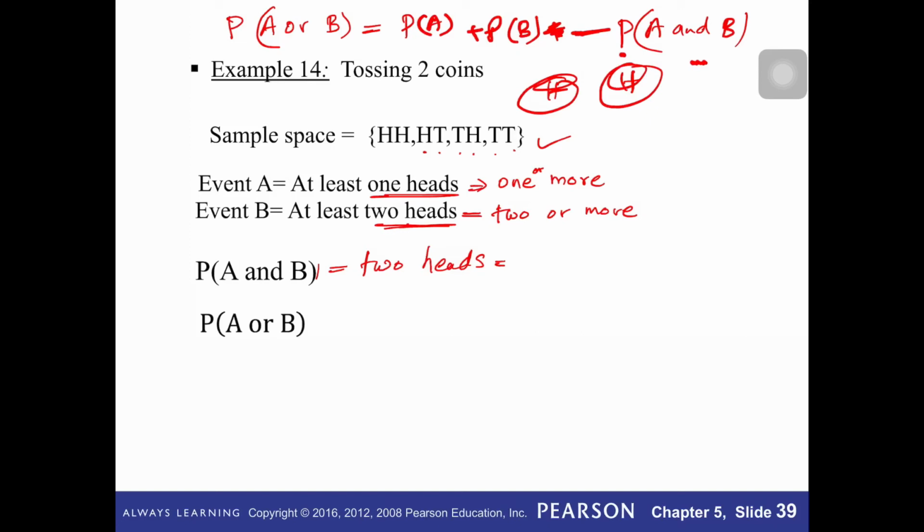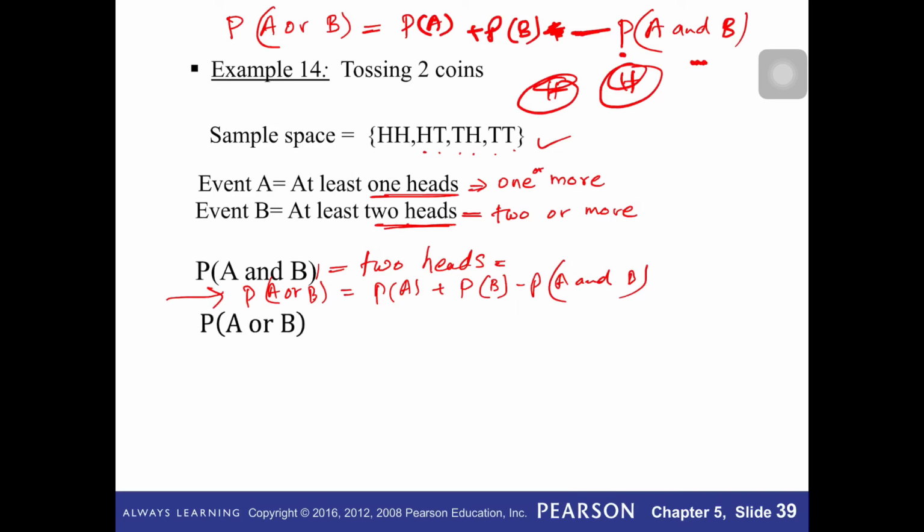You have to consider this equation: probability of A or B equals probability of A plus probability of B minus probability of A and B. But in this case, easily you can get the value. So, you do not need to consider this equation, right.